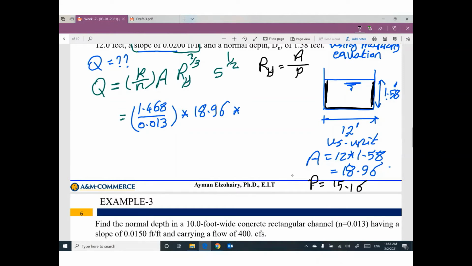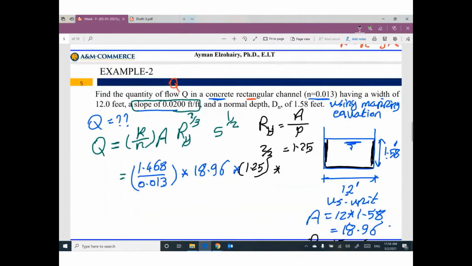15.16. So the hydraulic radius will be area 18.96 divided by wetted perimeter. This value will be 1.25. So the hydraulic radius is 1.25 to power 2/3. What is the slope of this channel? 0.02 to power 1/2.